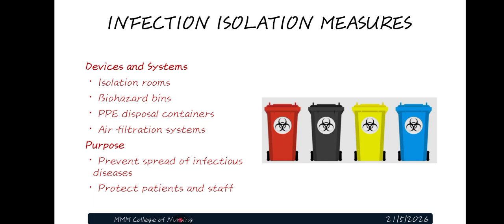Coming to infection isolation measures. Devices and systems: isolation rooms, biohazard bins, PPE disposable containers, air filtration system. The purposes are: prevent spread of infectious diseases, protect patients and staff. Isolation devices and systems are especially important for contagious diseases such as tuberculosis or COVID-19. Proper waste disposal and air filtration help control infection.